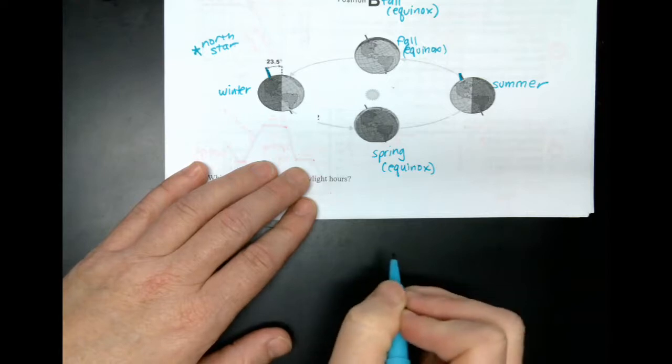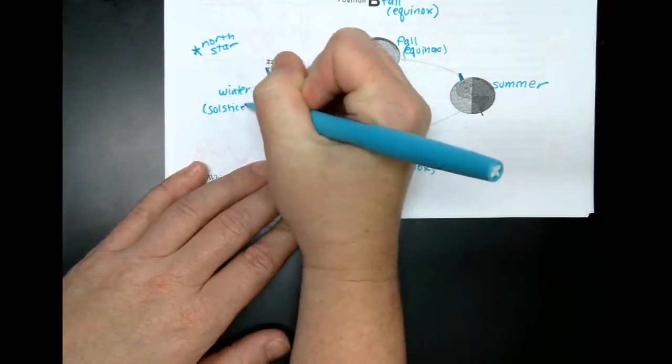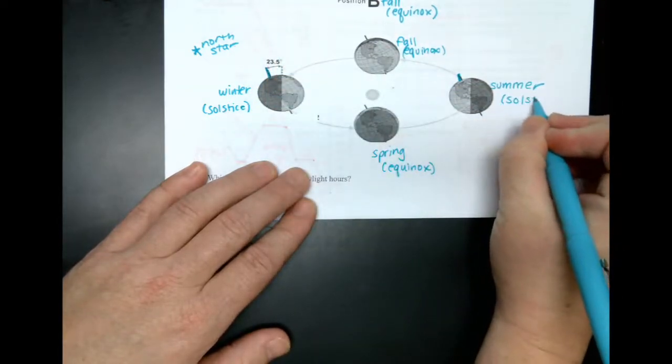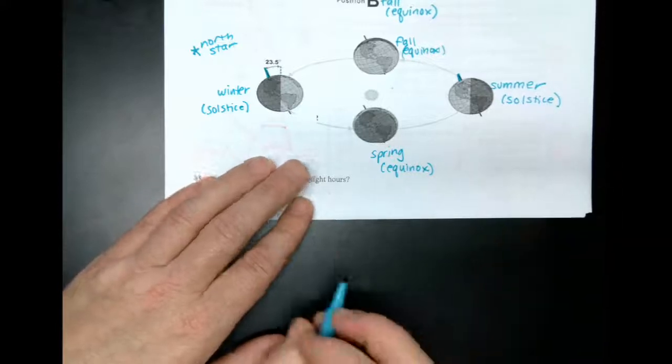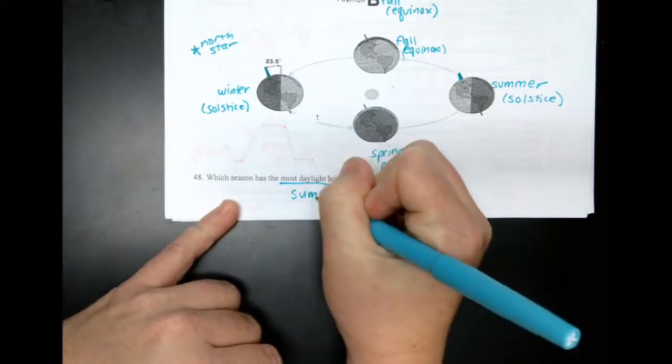And S for solstice. The winter solstice is when we have the least amount of daylight hours or the most nighttime hours. The summer solstice is when we have the most amount of daylight hours or the least nighttime. The season that we have the most daylight is definitely the summer.